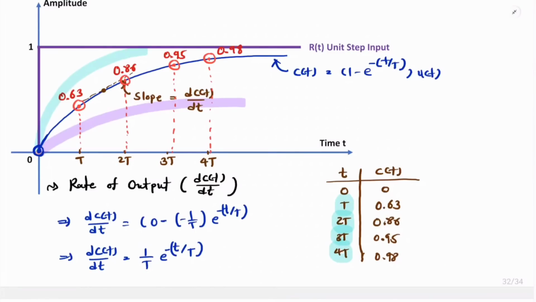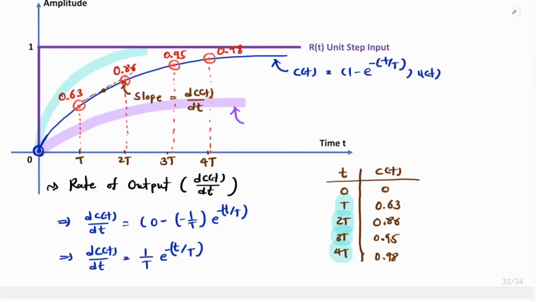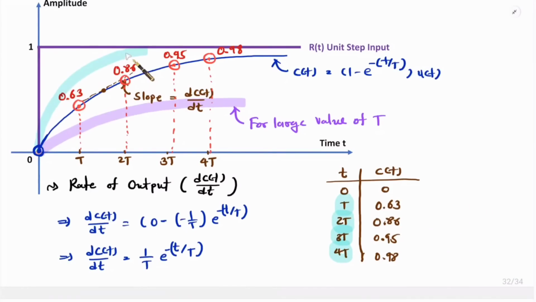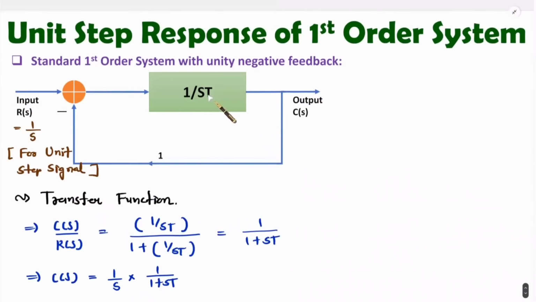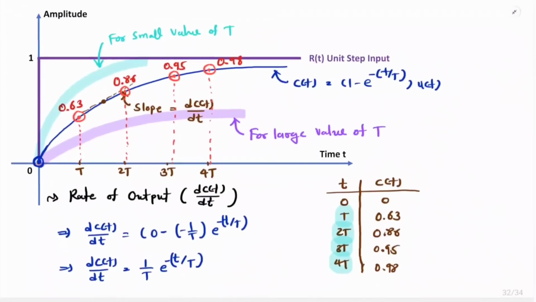So here you need to understand this basic. See, if you have a larger value of T, then your response will be slower like this. And if you have a smaller value of T, then your response will be faster. So based on the constant T in this transfer function, we can identify the response speed, right? So here response speed is also based on parameter T.